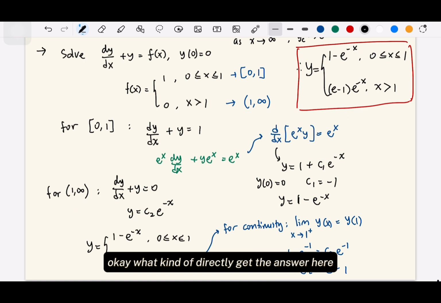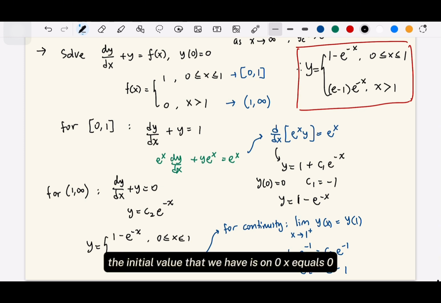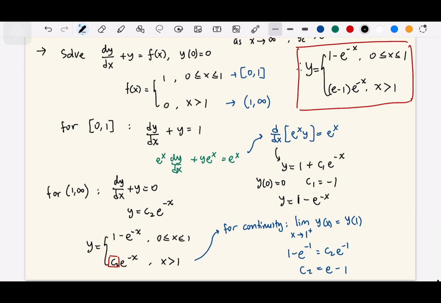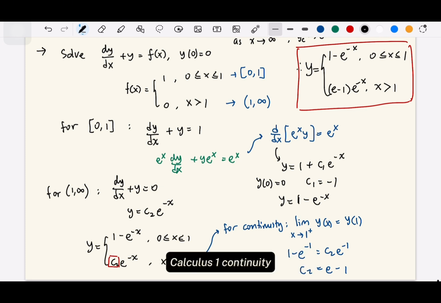Why can't we directly get the constant here? Because the interval is greater than 1. The initial value that we have is at x equals 0, and the interval is only on this one. So how do we get the constant here? We need to assume that we have a continuous function, and we want the limit to be equal to the function itself. That is the continuous function. Calculus 1, continuity, if you remember calculus 1. Any question? Confusion?